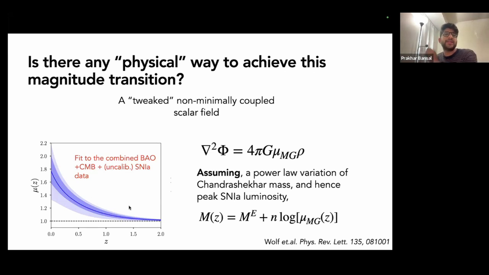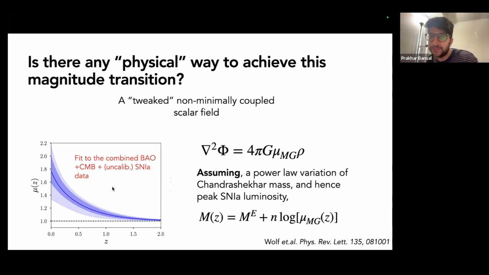So what they saw is that there's an evolution of mu, or in some sense you can think of it as an effective gravitational constant. So what we tried was, let's say we have this model, and then there's this G evolution in that model, right? The gravitational constant. Again, there are many models in the literature which propose some supernova magnitude transition, but I think the physics for all of them remains uncertain.